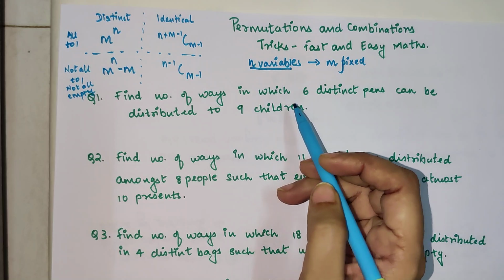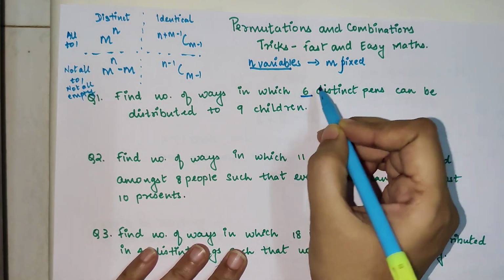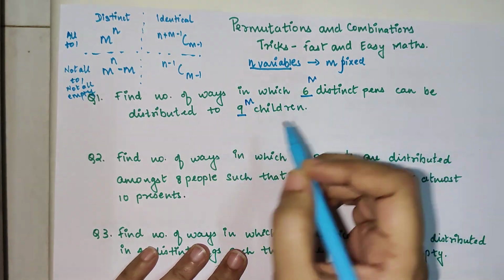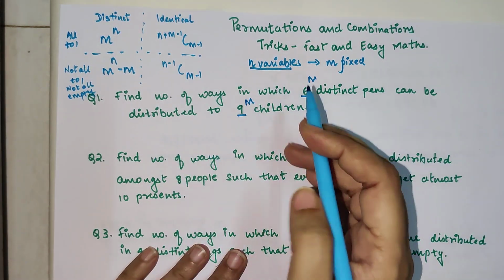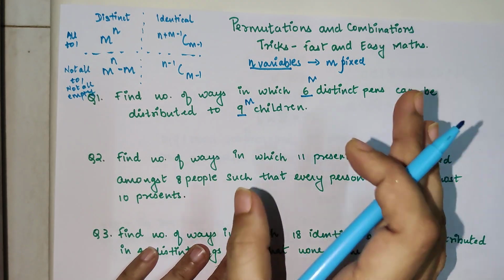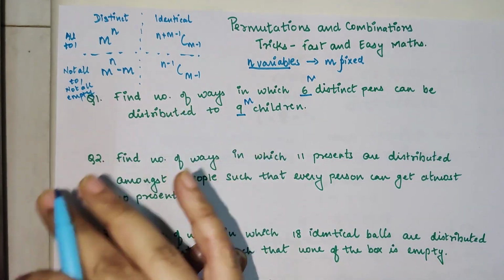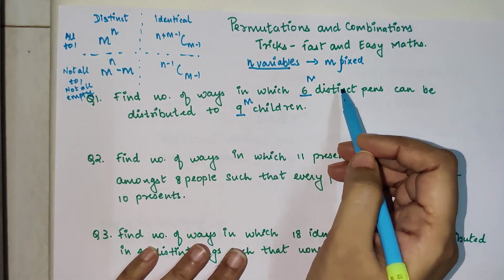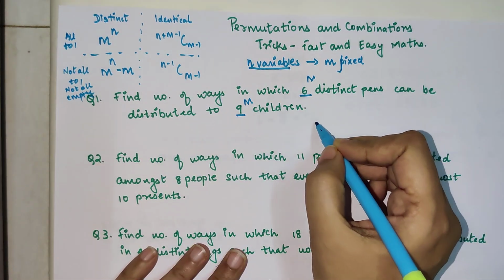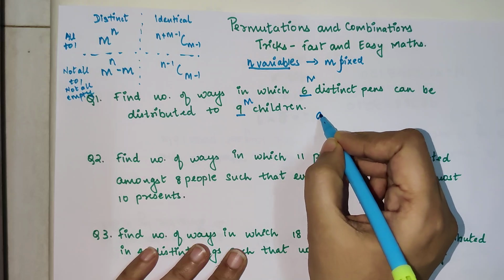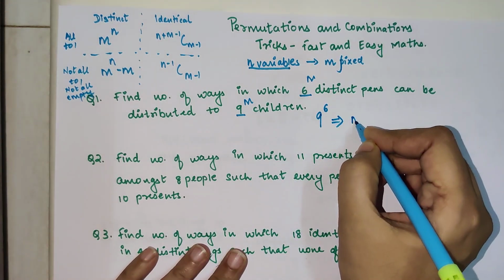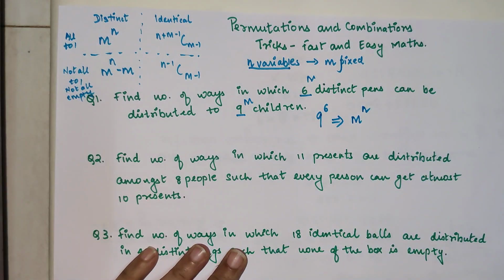Okay, so here I can say this is my n, and this is my m. Now here they have not specified that not all the pens can be given to one child. Since they have not specified, we can directly say that we can give all of these pens to one child. So here my answer would be 9 raised to 6, that is nothing but m raised to n.